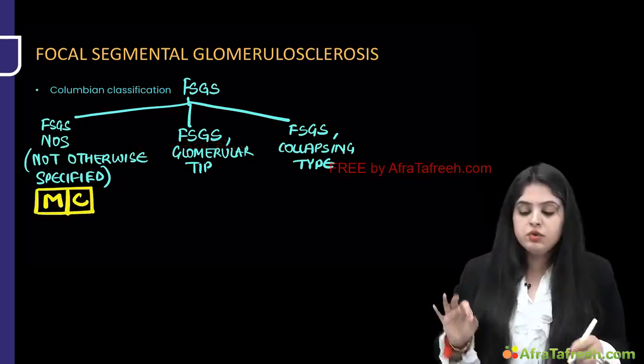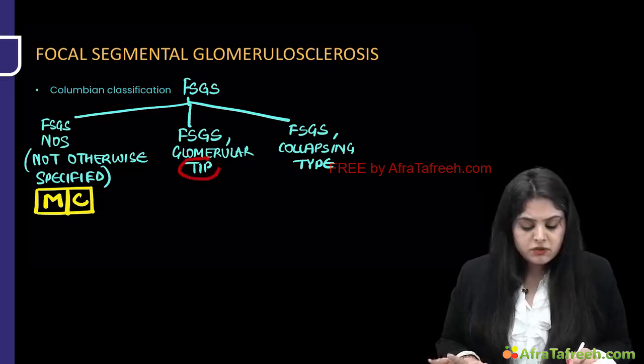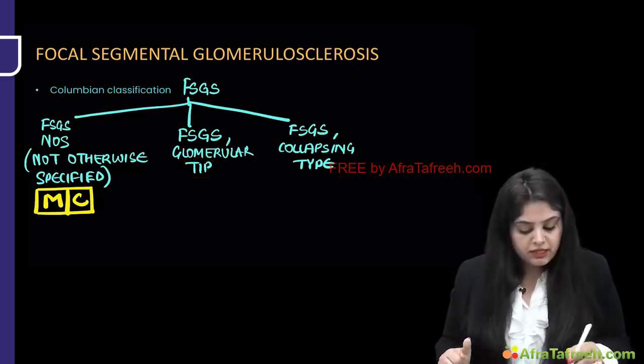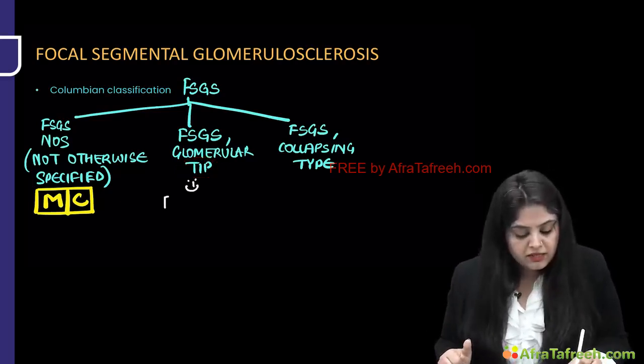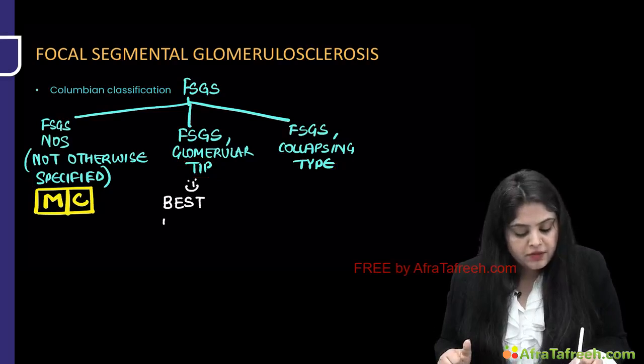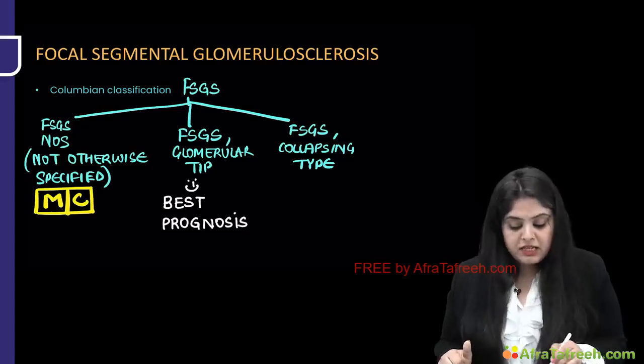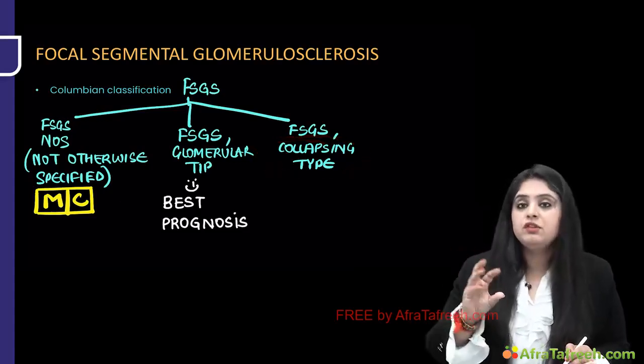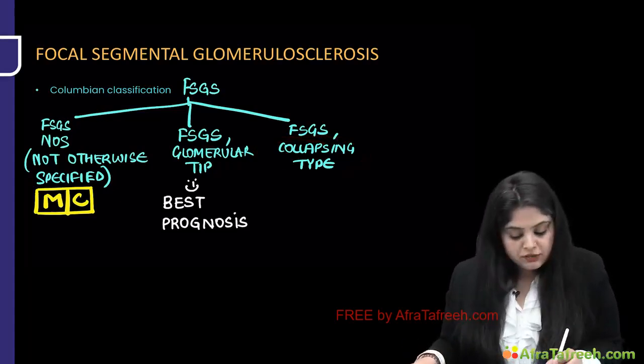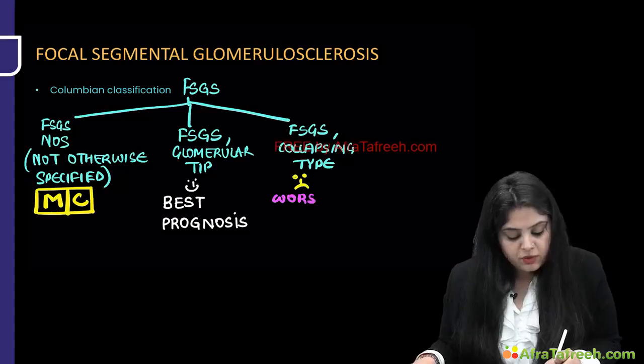Which of these is sounding good? When I said a little bit of the glomerulus is affected, that is sounding like a good thing. So that is the one that is going to carry the best prognosis. Whereas when I say everything has collapsed, the glomerulus has collapsed, that is sounding very bad. So that is of course going to have the worst prognosis.